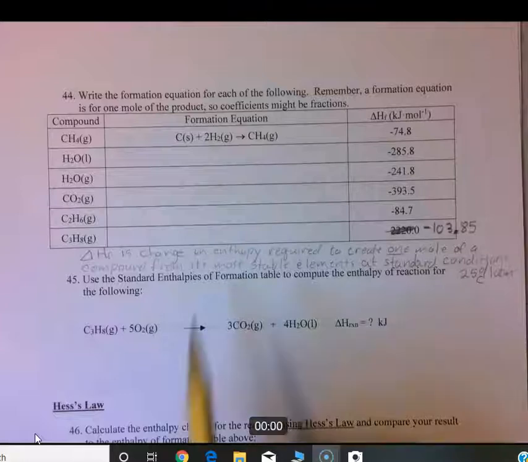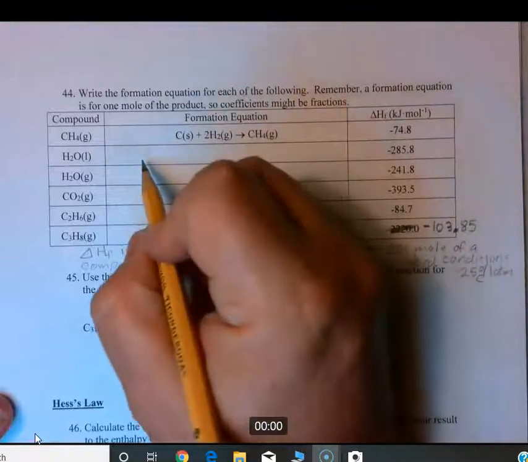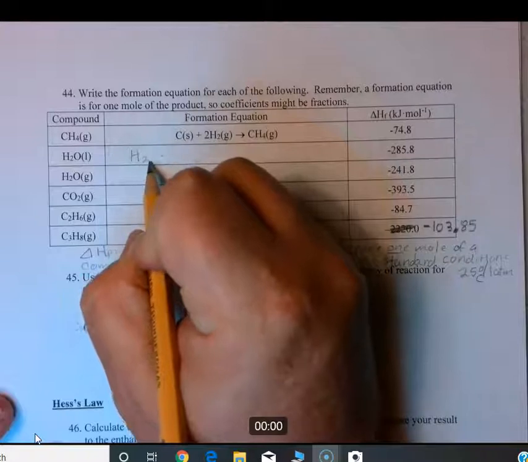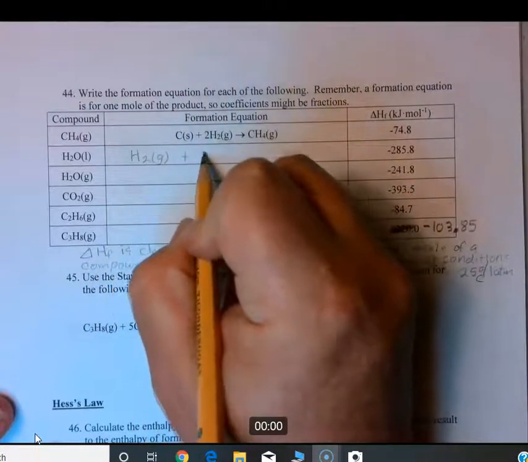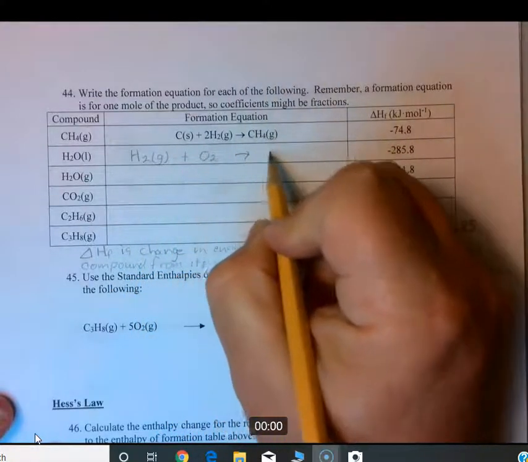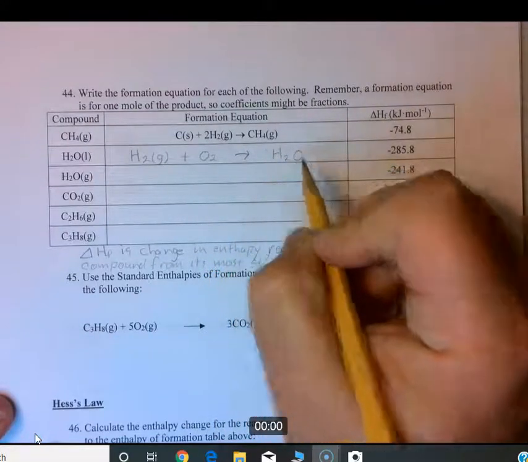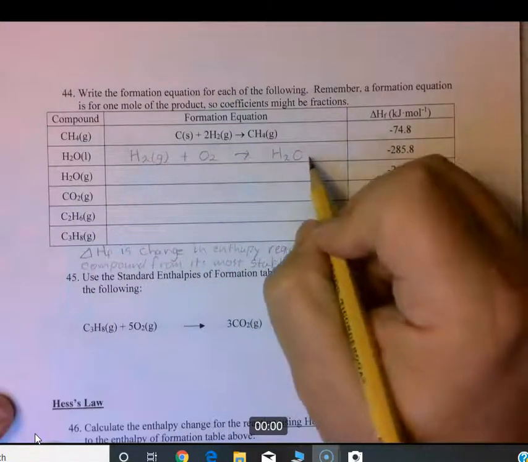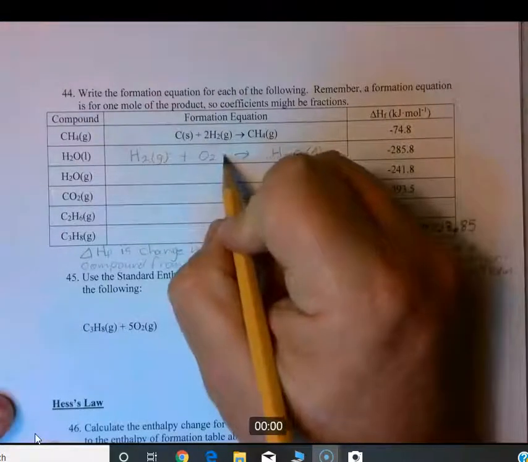All right, so let's go ahead and fill these in. So for water, so water is made from hydrogen and oxygen. Hydrogen in its most stable form is a gas. It's H2 gas plus oxygen gas is going to give you H2O. Okay, and it can either be gas or liquid. In this case, it's liquid. So we use a scripted L for liquid. This is gas.